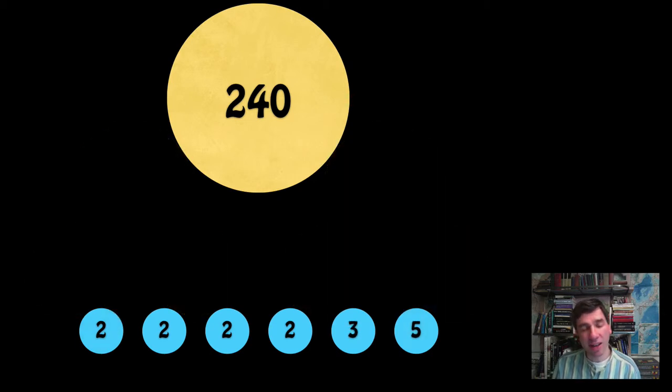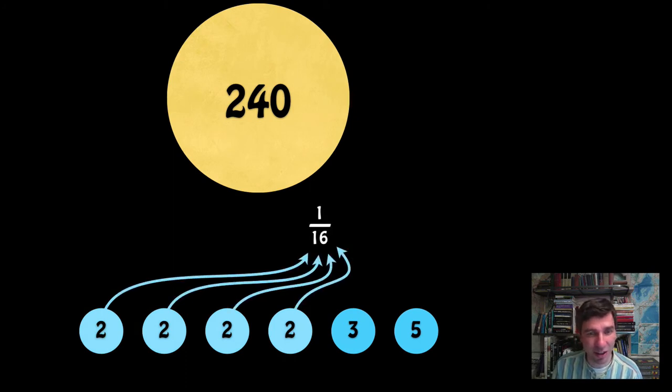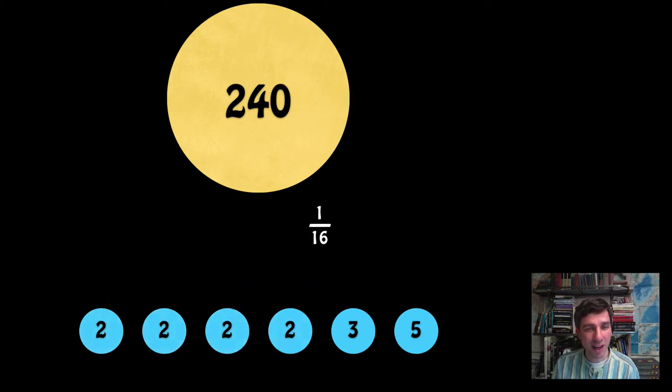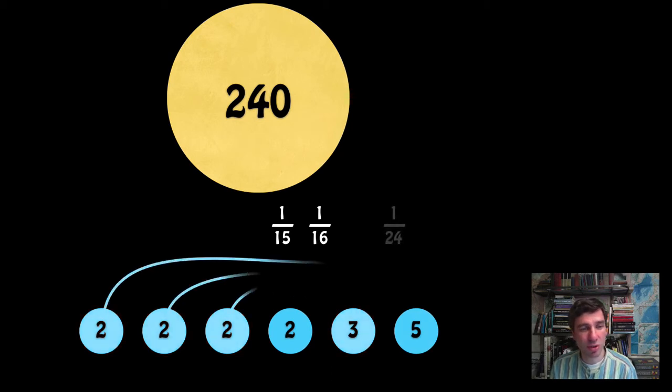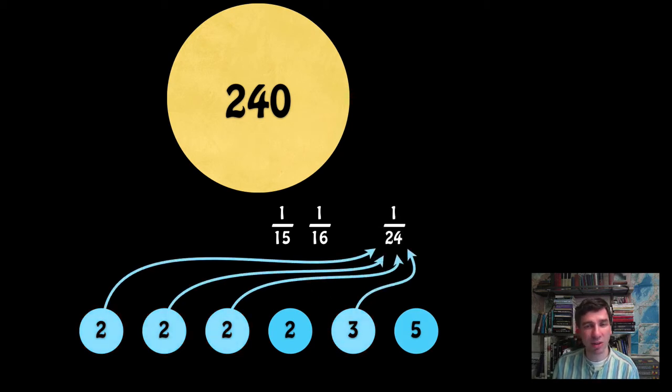So how can I use that to create all of the possible unit fractions that I can multiply by 240 and get an integer? Well, I can choose any subset of those numbers, so I can take all the 2s, and 2 times 2 times 2 times 2 is 16, so 1/16 I can use, and I will get an integer if I multiply that by 240. I could also take 3 times 5 to give me 1/15. I can also take 2 times 2 times 3 and get 1/24.